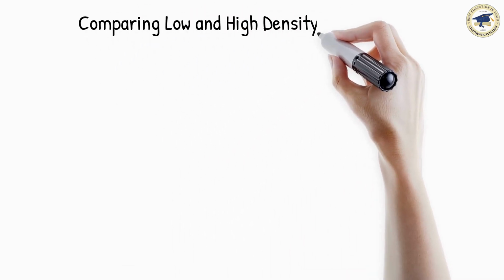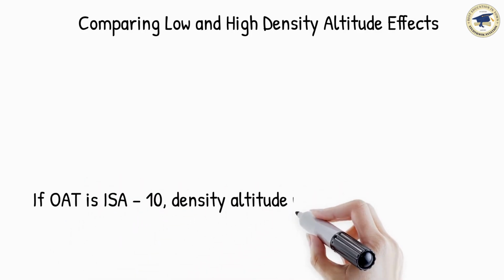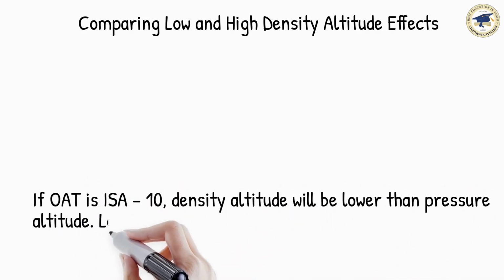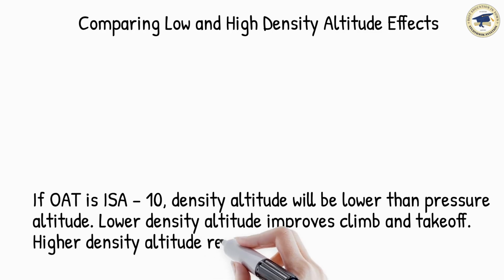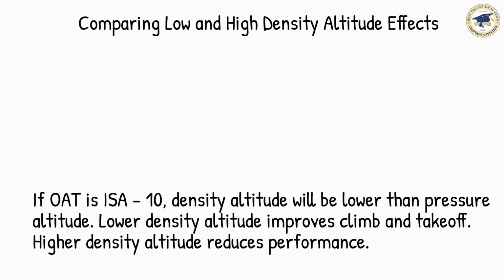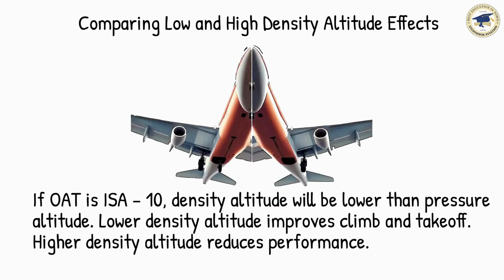Now let's compare. If OAT is ISA minus 10, density altitude will be lower than pressure altitude. Lower density altitude improves climb and takeoff. Higher density altitude reduces performance. Pilots must always calculate density altitude before flight. It directly affects safety.